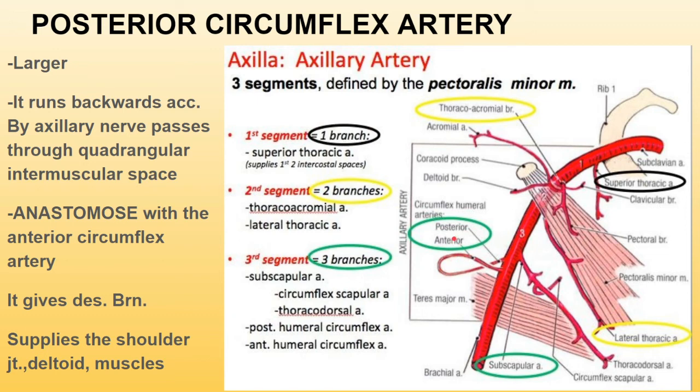Now this posterior circumflex artery actually gives one branch as the descending branch, and this descending branch actually anastomoses with the ascending branch of the profunda brachii artery. And remember, the anterior branch gives the ascending branch and the posterior branch gives the descending branch. And this anterior branch's ascending branch actually runs in the intertubercular sulcus, while the posterior branch's descending branch actually anastomoses with the ascending branch of the profunda brachii artery.